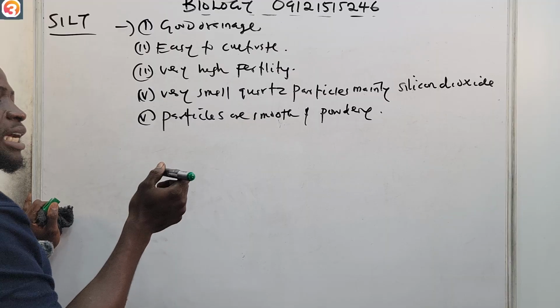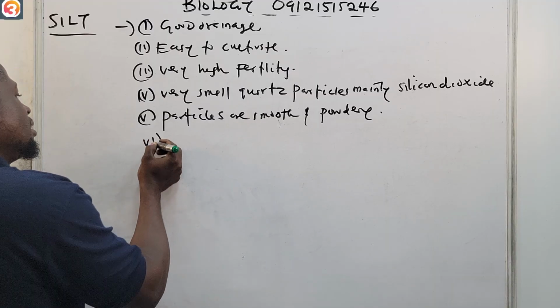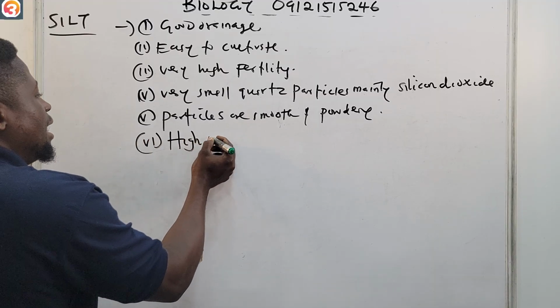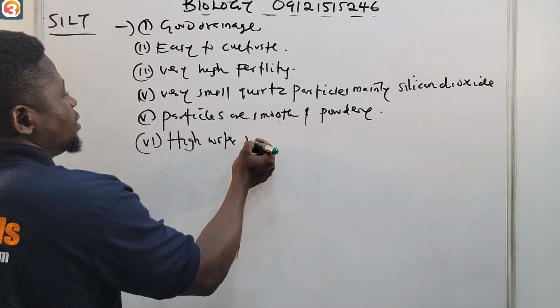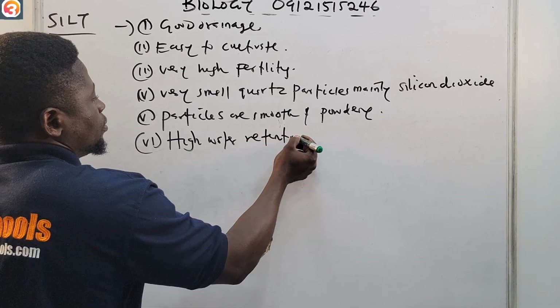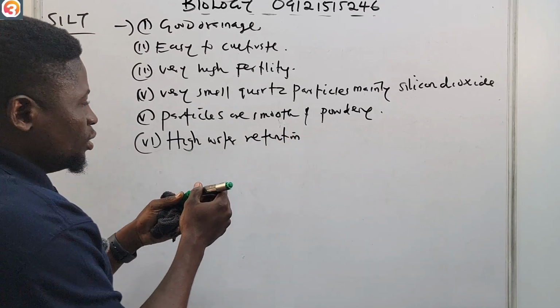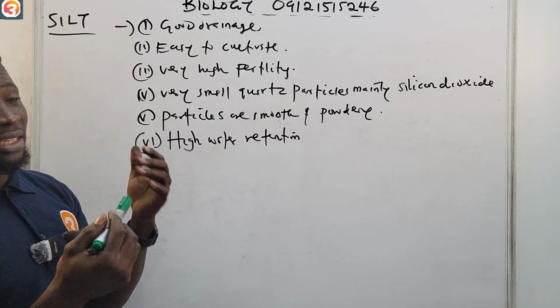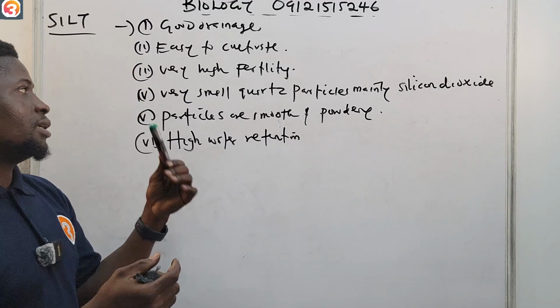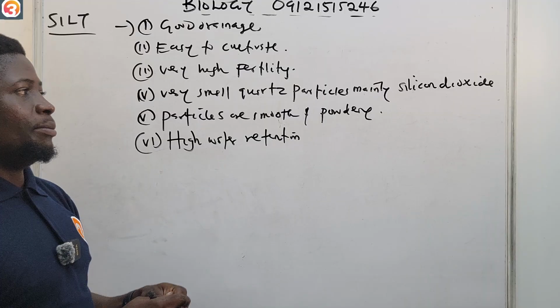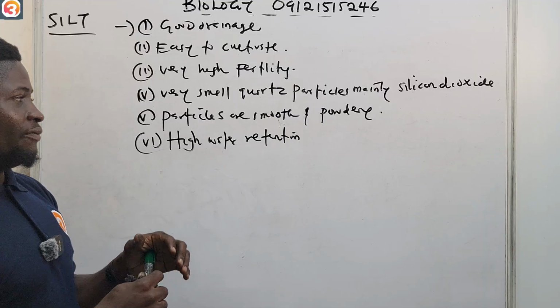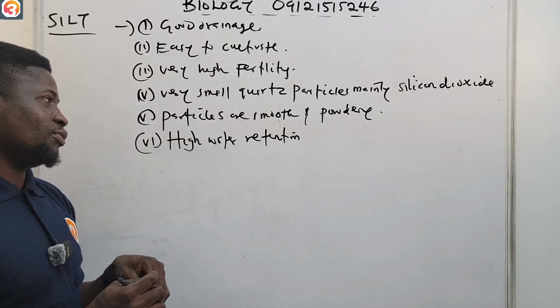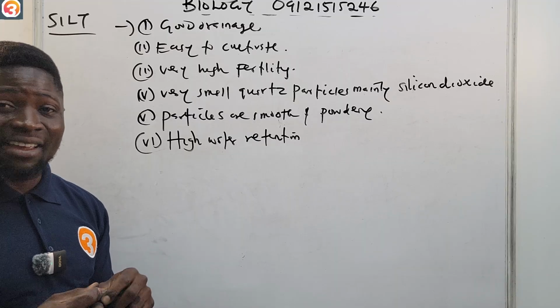And also you should know that they retain water too. So number six, they have high water retention, or high water holding capacity. So that is it for silt: good drainage, easy to cultivate, very high fertility, very small particles, mainly silicon dioxide, particles are smooth and powdery, and they have very high retention.